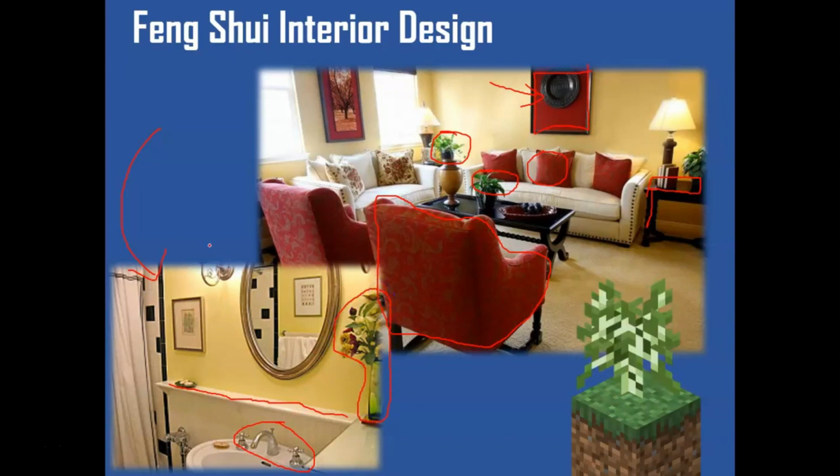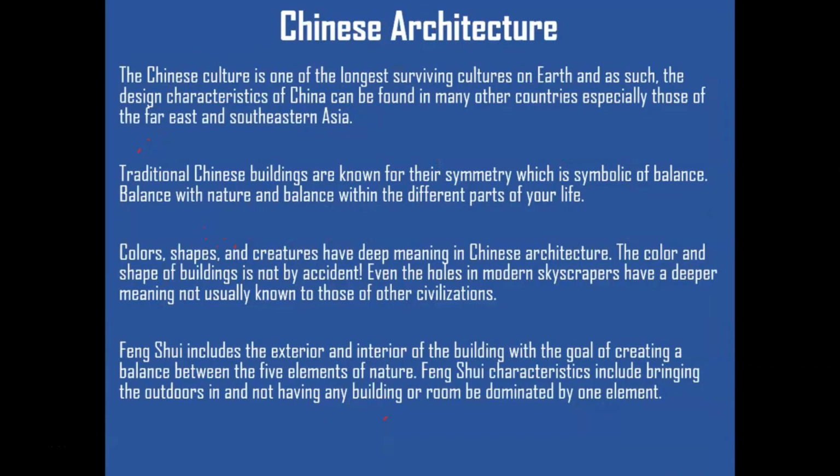And then the light fixtures, which are a little bit cut off here in the picture, actually represent the flame of the fire. So even though the bathroom itself is heavily dominated by the water element, it's important to incorporate the other four elements into the room, because you don't want to ever have a room be overly dominated by any one element.